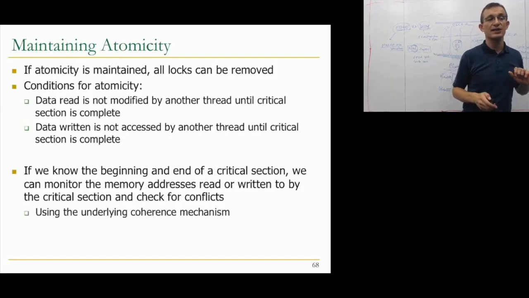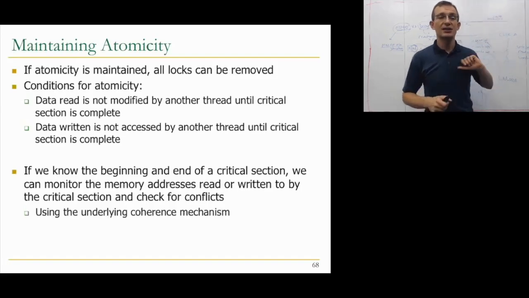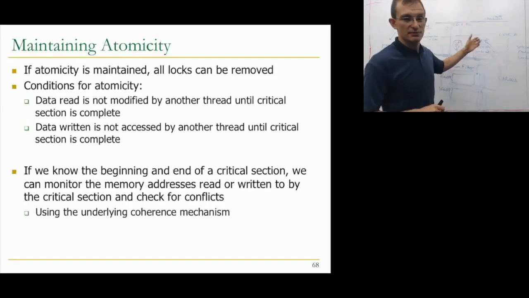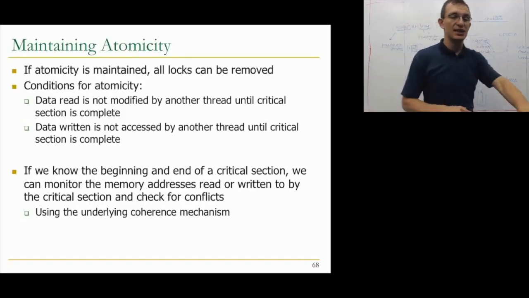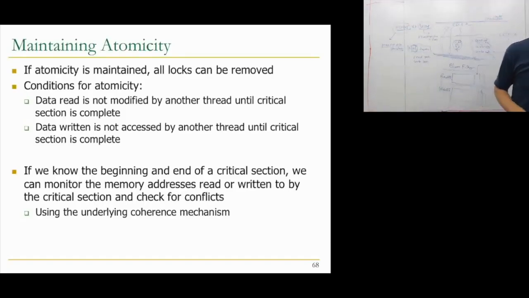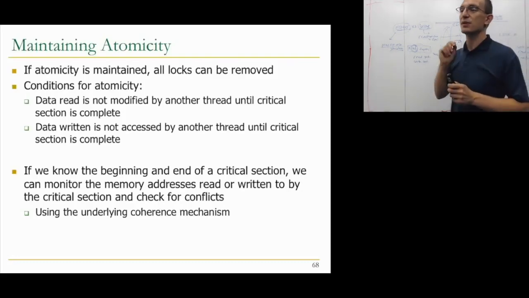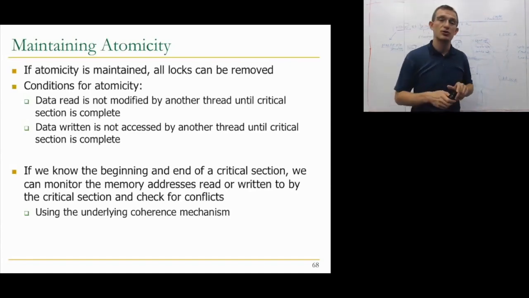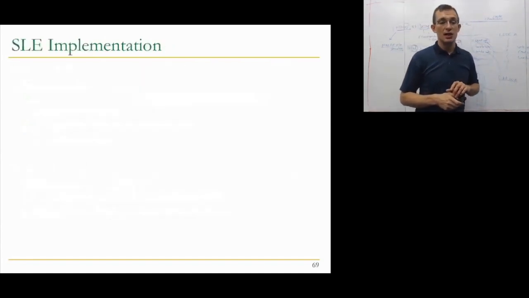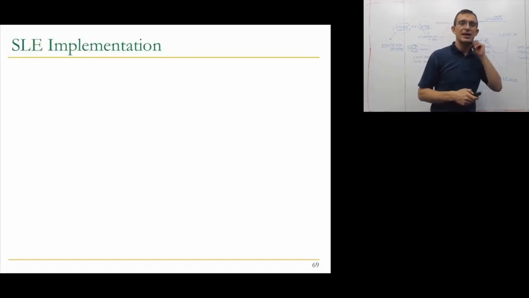If there's a conflict, we can detect it using the underlying coherence mechanism, right? And that's what the SLE paper that I've assigned you actually talks about: how to use the underlying coherence mechanism to detect the conflict. This is very similar to what we've discussed with thread level speculation. It's the scalable approach to thread level speculation paper. So let's take a look at the implementation a little bit.